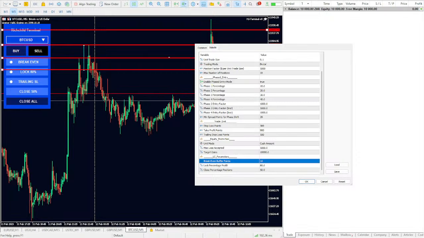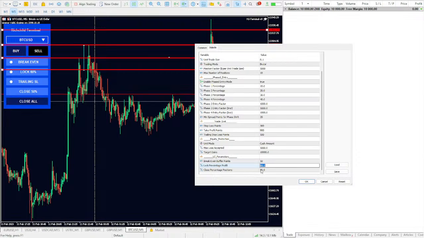So break even buffer points is an offset of the break even so that it goes a little bit on top. Okay, so we can put here 10, so that at least when it hits our break even, we have got 10 points that we would have made. Lock percentage profit is the button that you use to lock a percentage of the running profit. So if you want to lock 80%, it means your stop loss will move to secure 80% of your gains.